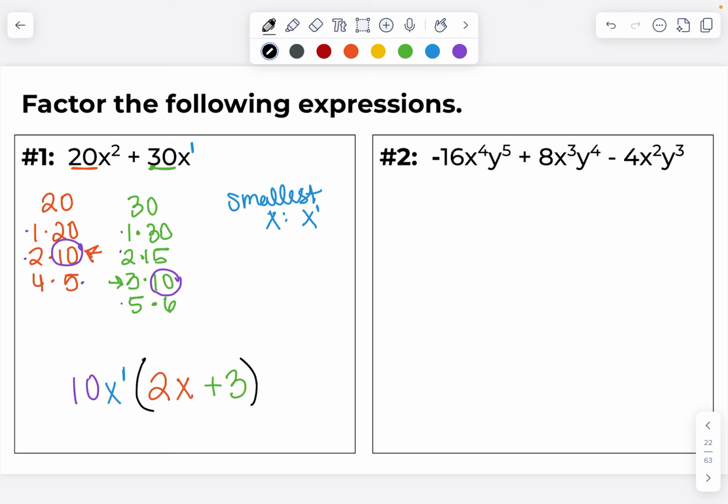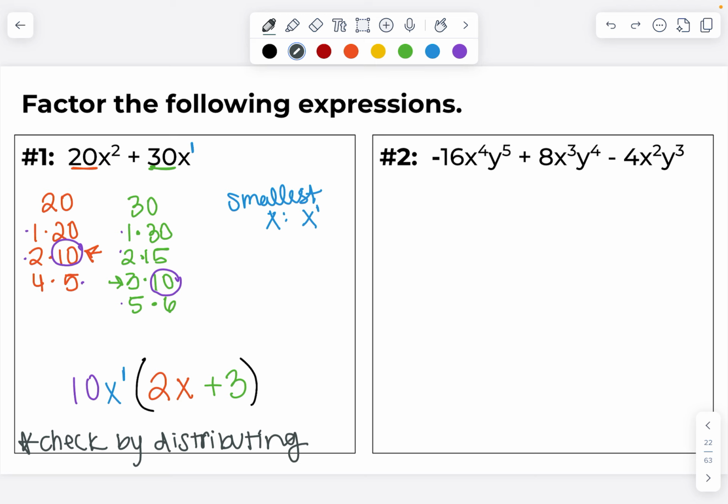You can always, always, always check your work by distributing. If you distribute the 10x into both of these terms, you should get your original problem. And that'll work every single time. So you can always check your work for these problems. So that is example number 1. Let's look at example number 2.